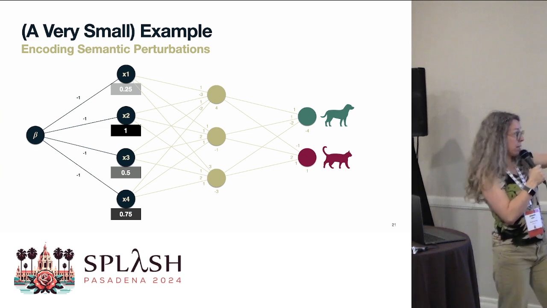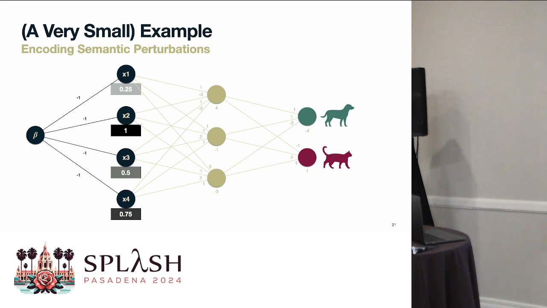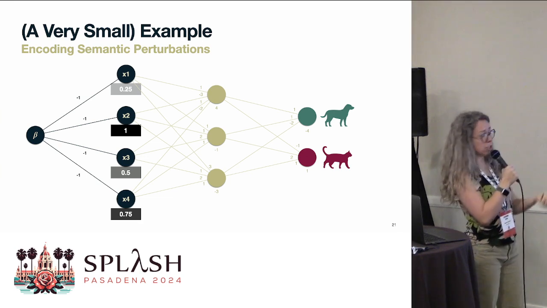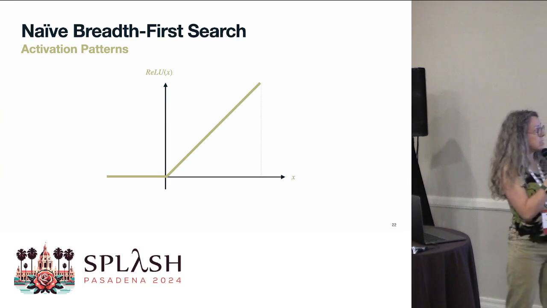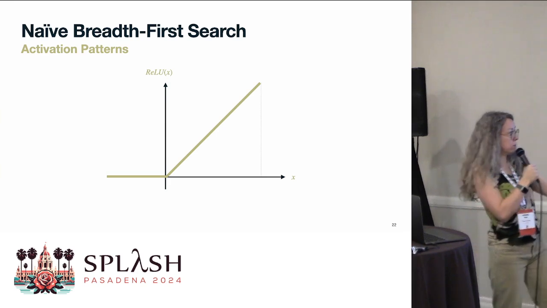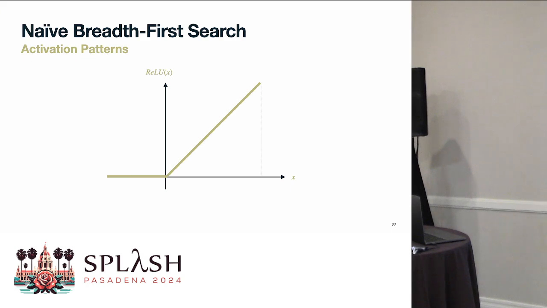Then we end up with this network, and we want to find which range of this input space we can trust the classification in or not. So we have this robustness of the explanation. What we did was leverage the activation patterns of the ReLU. The ReLU function is this piecewise linear function here.